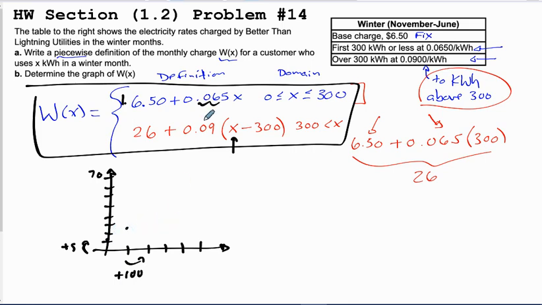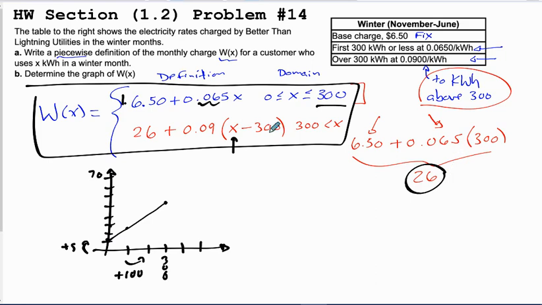And we would graph this way up until we got to 300, which would give us $26. So 100, 200, 300 would be here, and we would say 5, 10, 15, 20, 25, and it would be just a smidge above it. So we have a graph that starts like that.